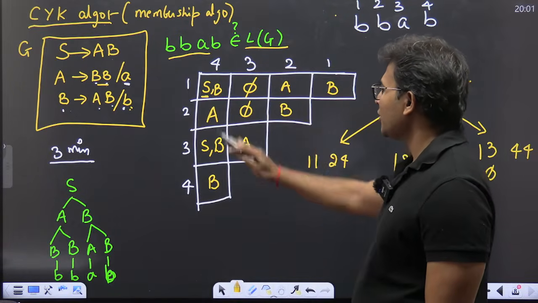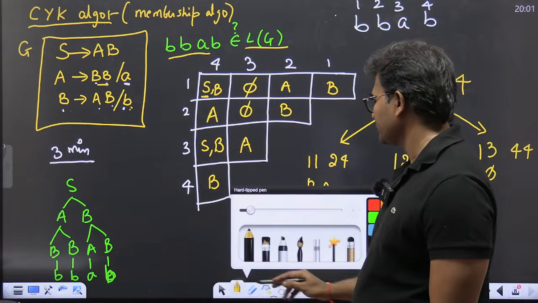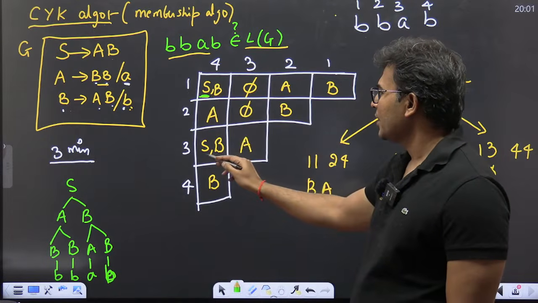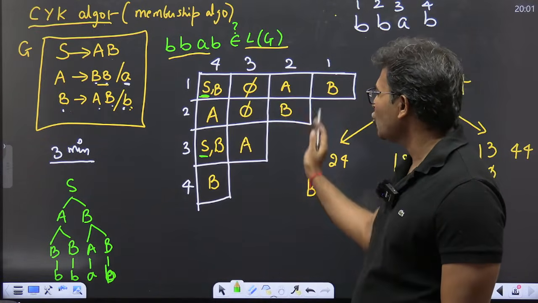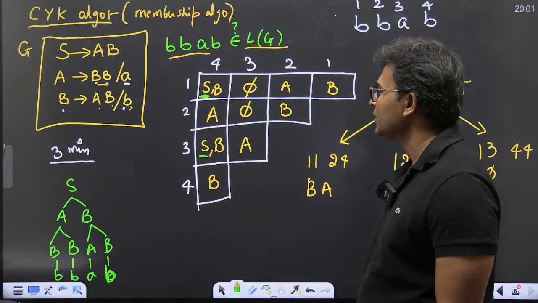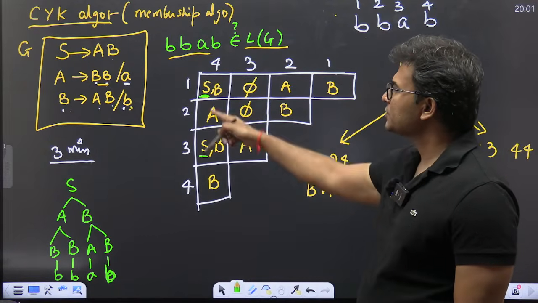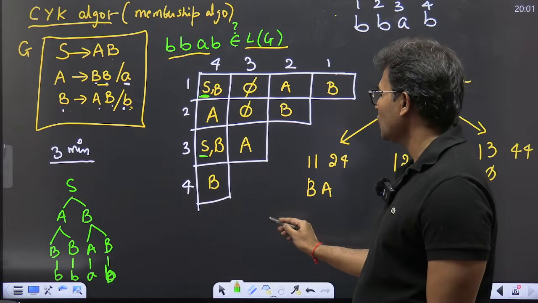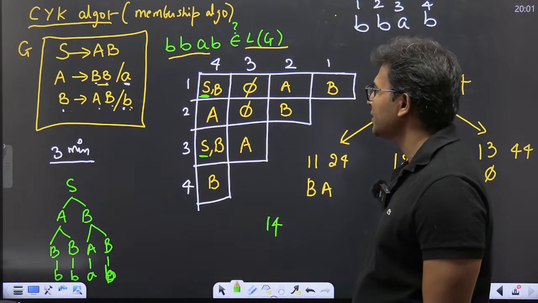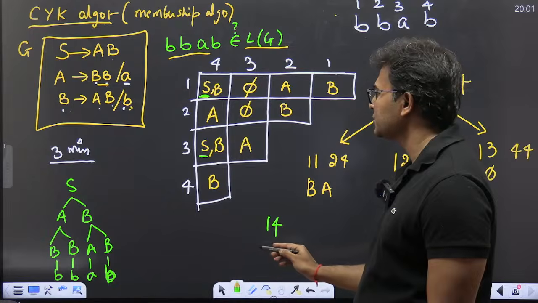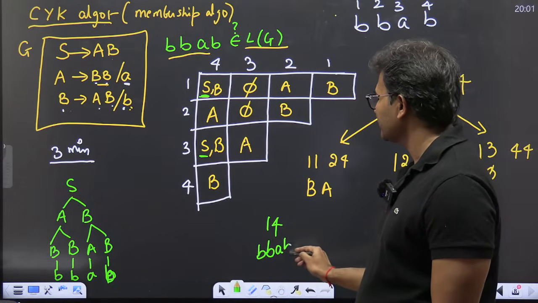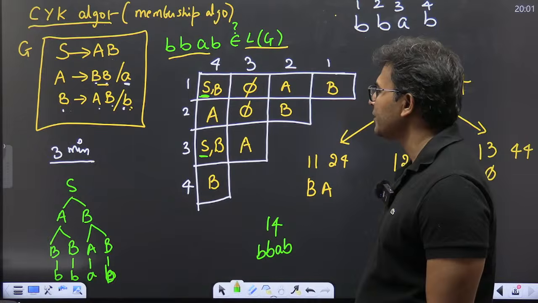So see where all S is present. S is present here, and again S is present here, and nowhere else. Which means 1 4 is generated by S, so 1 4 is in the language. Now what is 1 4? 1 4 is BBAB.